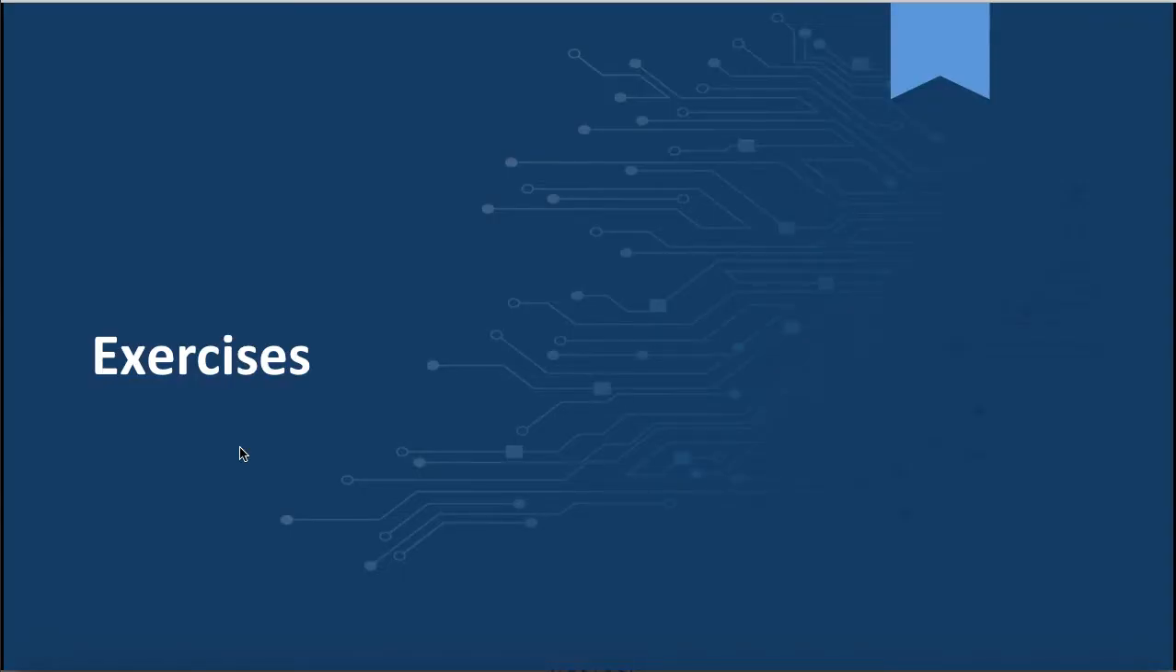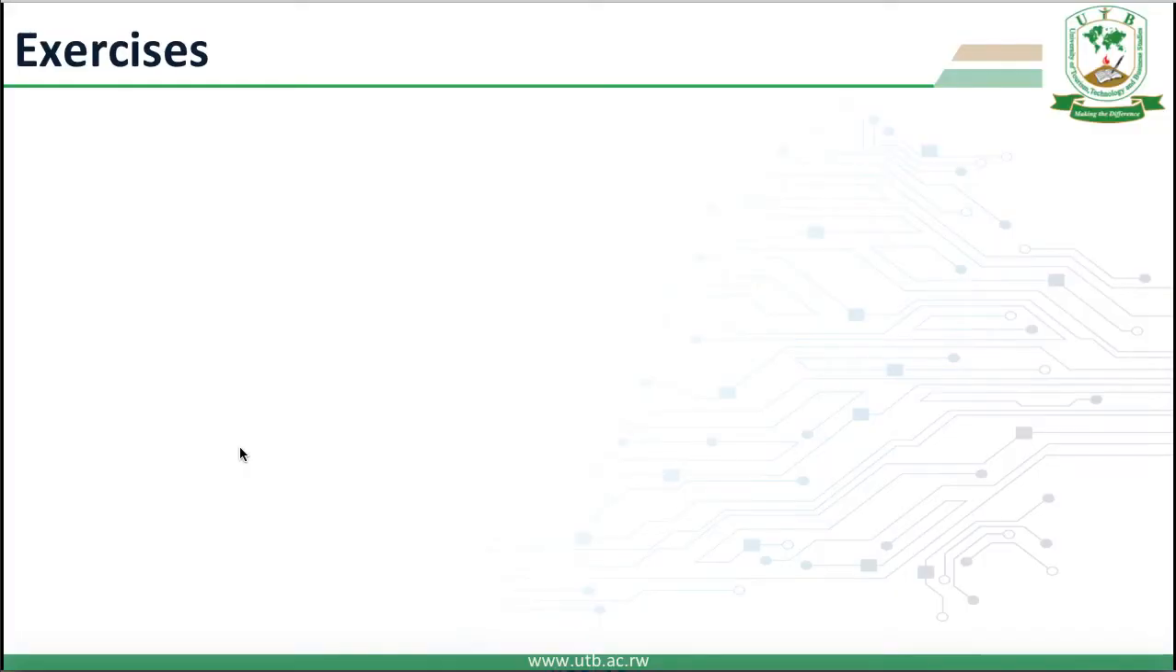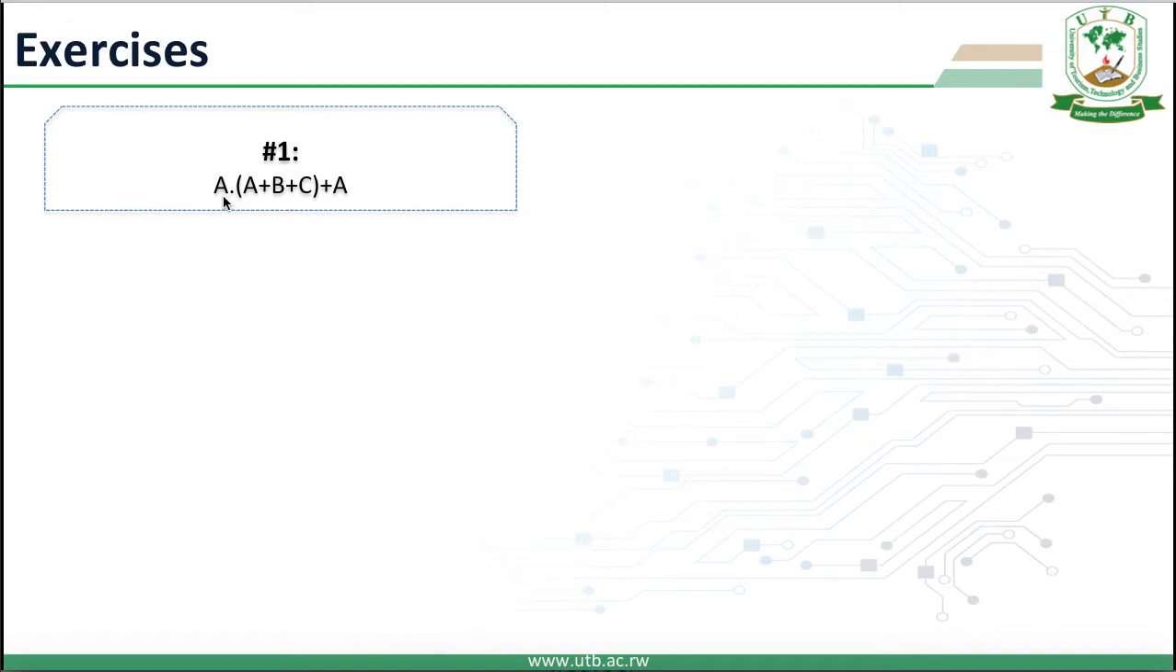Fine. So let us see an exercise. The exercise I have brought for you is this one. Randomly I have written it: a dot, meaning a times (a plus b plus c) bracket close, plus a. Apply the Boolean algebra that you have learned so far to simplify this Boolean expression. How to do it? I am going to explain. Let me write it down. I have rewritten this Boolean expression with a smaller space for readability.